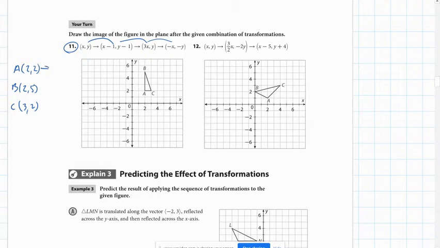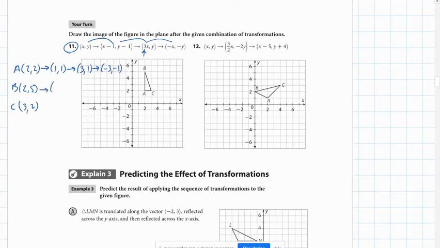So point A, the first transformation says subtract 1 from the x and subtract 1 from the y, so that's going to give us 1, 1. And then the next transformation says multiply the x coordinate by 3, so now it's 3, 1. And then the next transformation says change the sign of both the x and the y, so that's -3, -1.